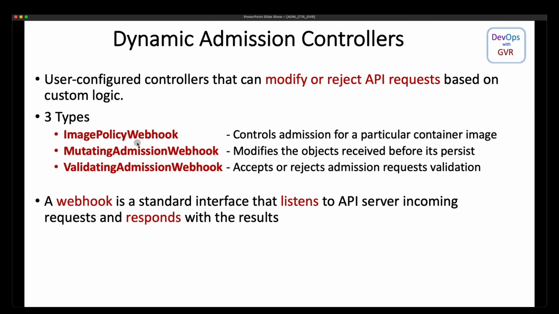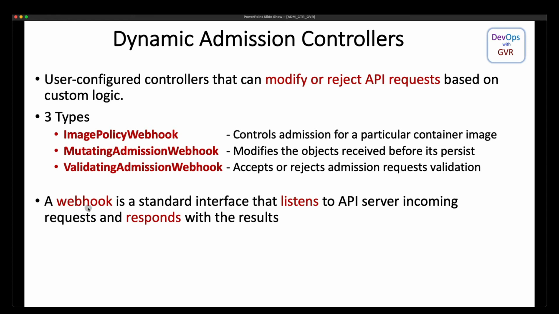One is image policy webhook, as we saw in the previous slide. Image policy webhook is a dynamic type, mutating admission webhook is also dynamic type, and validating admission webhook is dynamic. What is this image policy webhook? Just the name: image means Docker image, policy means it's a policy, webhook, right? What is a webhook here? A webhook is a standard interface, it could be anything, an API service, a website or a web server, that will listen to the API server's incoming request and respond with some result.